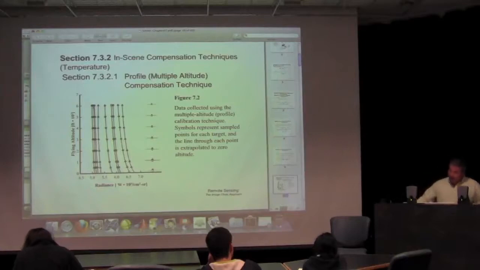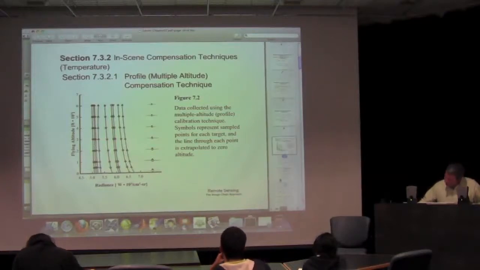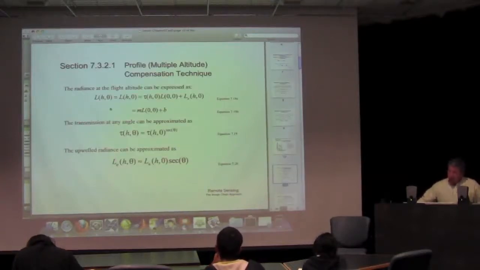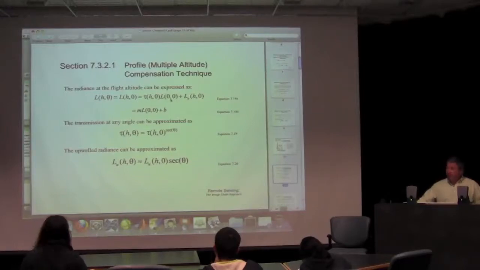I can take the radiance I observe at that level, and I can plot it versus the radiance leaving the ground. Okay, so, oh, there's a picture. Well, an equation. I can plot the radiance at altitude, and if I'm looking straight down, theta is 0, so LH0, as a function of radiance leaving the ground. Right? This is just like we did before.